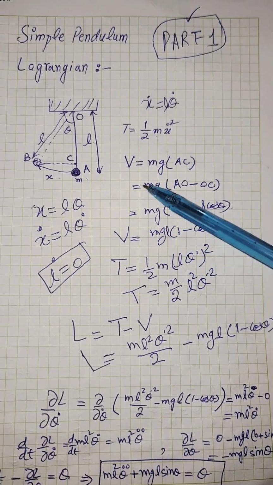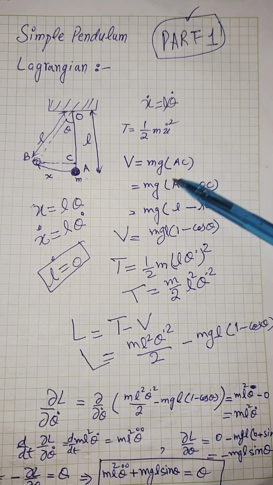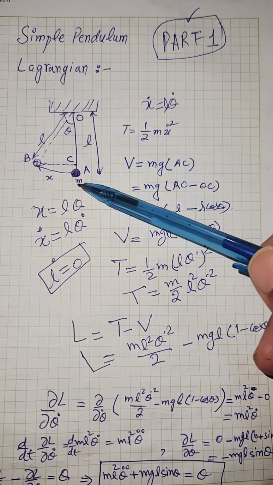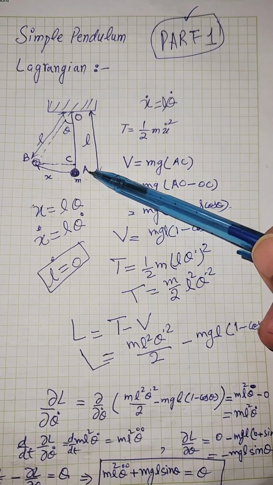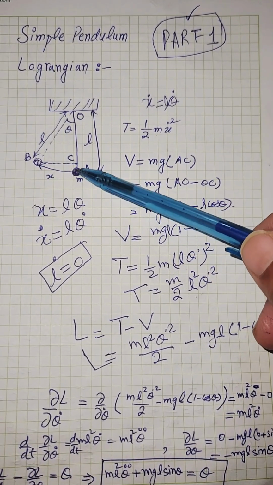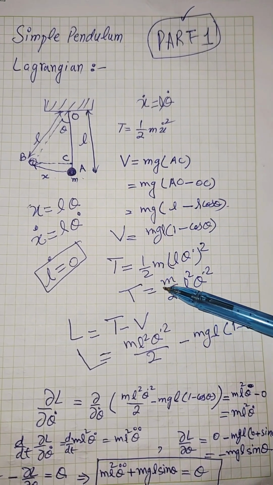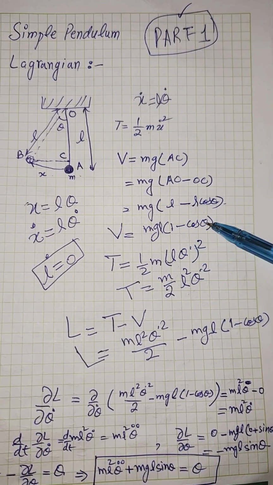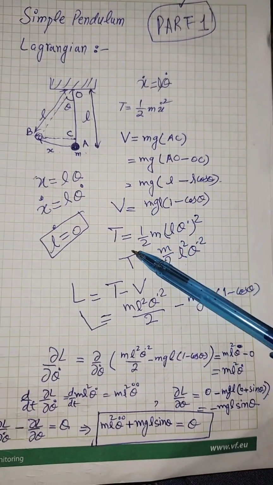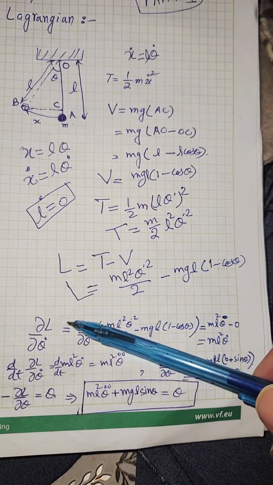Potential energy, as we know, is mg times the change in height during motion. From the figure we can calculate that the height changes from point A to point B. The change in height is just AC, which on simplification we can find is mgL into 1 minus cos theta. This term is the potential energy. The Lagrangian is given as T minus V.